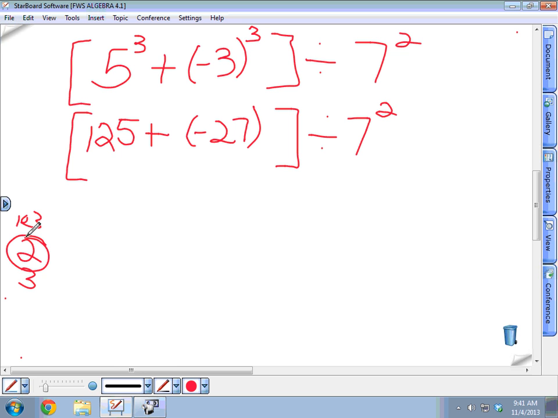The answer's 2. I got 6. Wait, was it negative 27, or was it 98 positive? Divided by 49. Was the 27 positive or negative? Negative, because you have a negative times a negative times a negative. An odd number of negatives is negative.